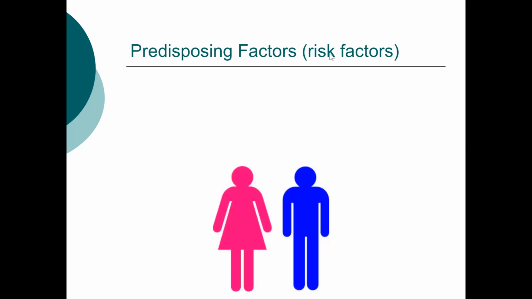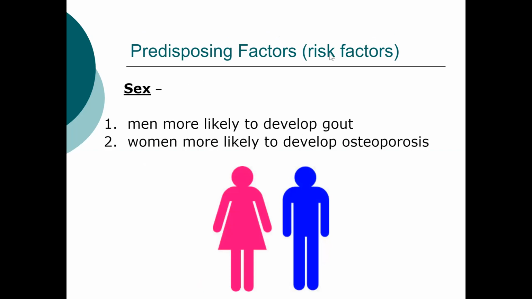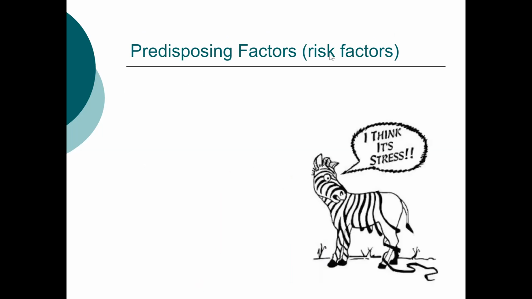We talked about predisposing factors in regards to sex. Men are more likely to develop gout and testicular cancer. Women are more likely to develop osteoporosis, ovarian cancer and uterine cancer, by the sheer fact that men don't have a uterus. So therefore the women are more susceptible to that.